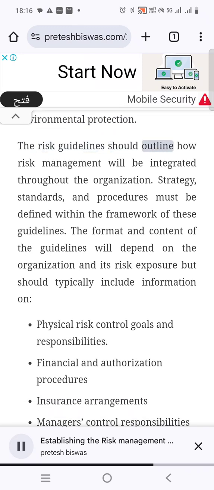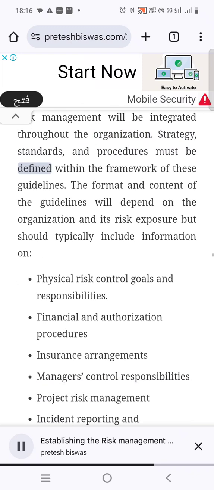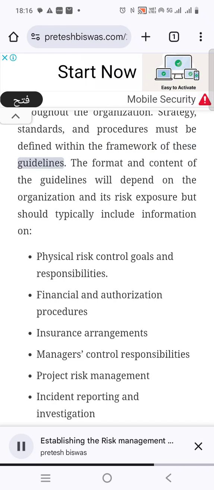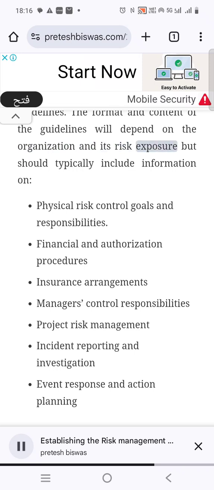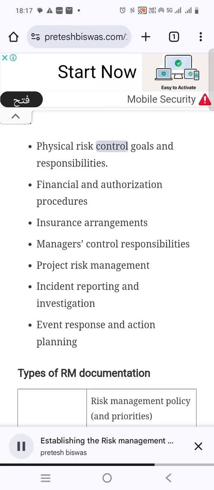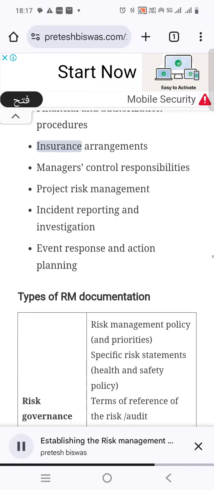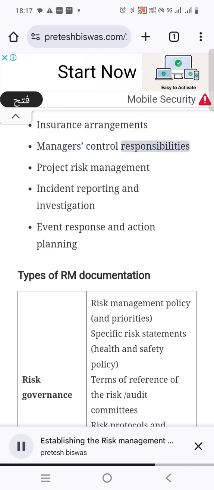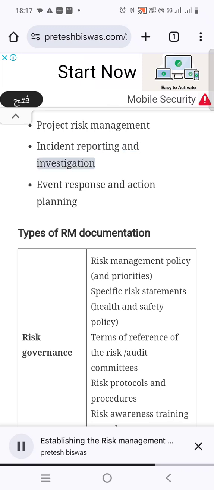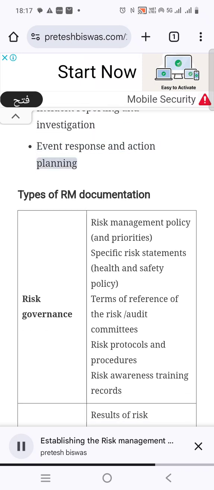The risk guidelines should outline how risk management will be integrated throughout the organization. Strategy, standards, and procedures must be defined within the framework of these guidelines. The format and content of the guidelines will depend on the organization and its risk exposure but should typically include information on physical risk control goals and responsibilities, financial and authorization procedures, insurance arrangements, managers' control responsibilities, project risk management, incident reporting and investigation, event response and action planning.